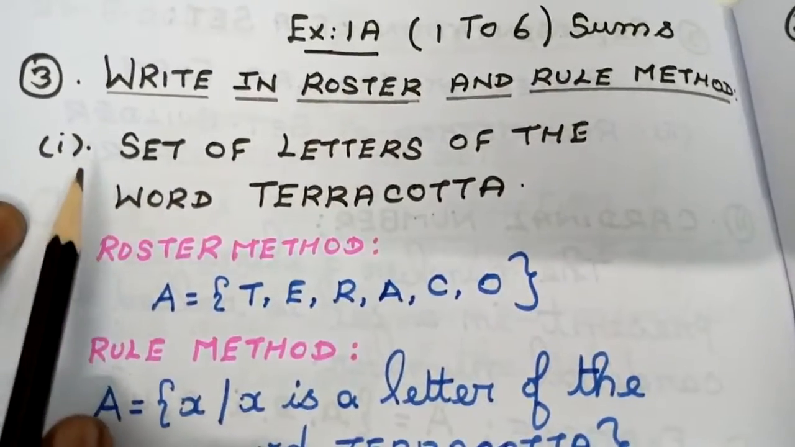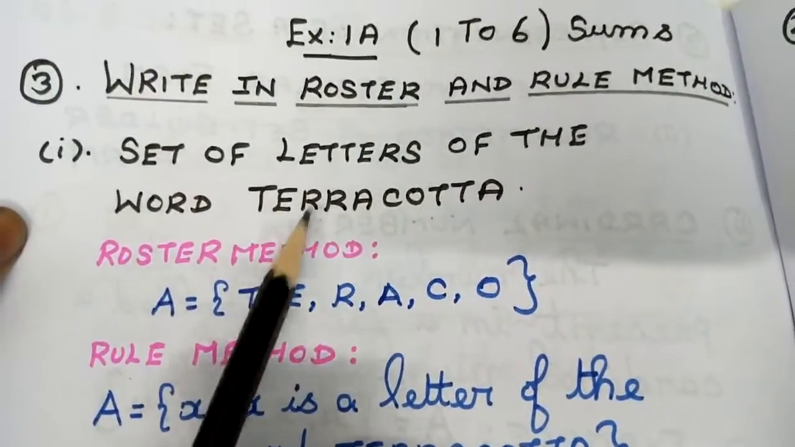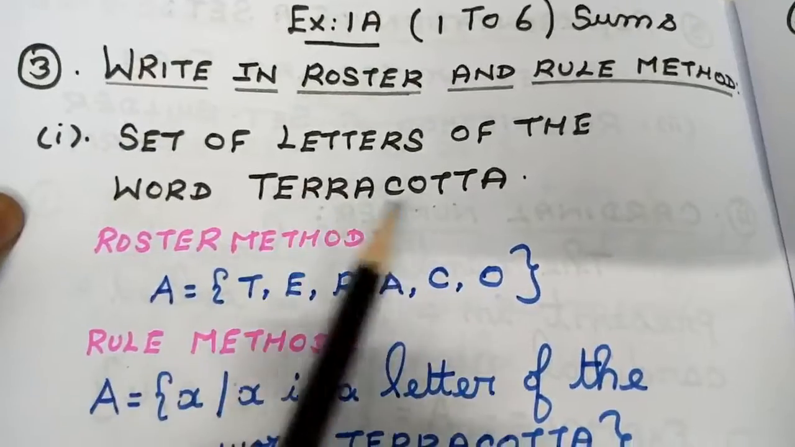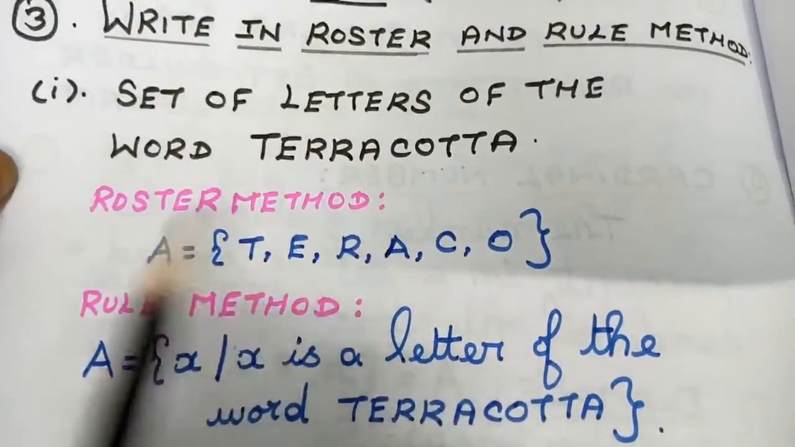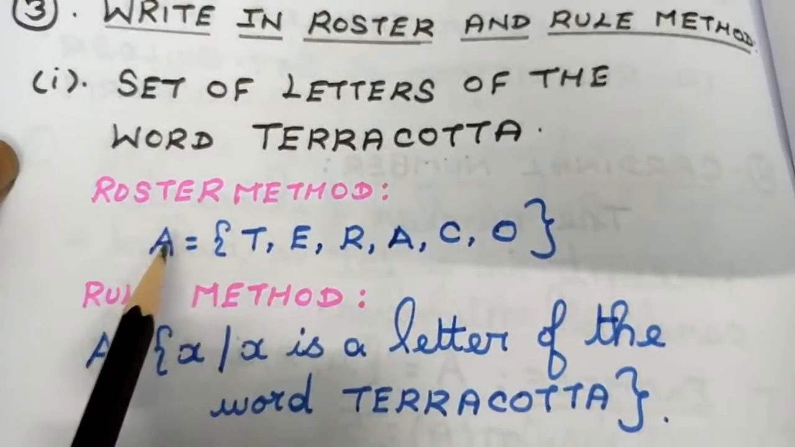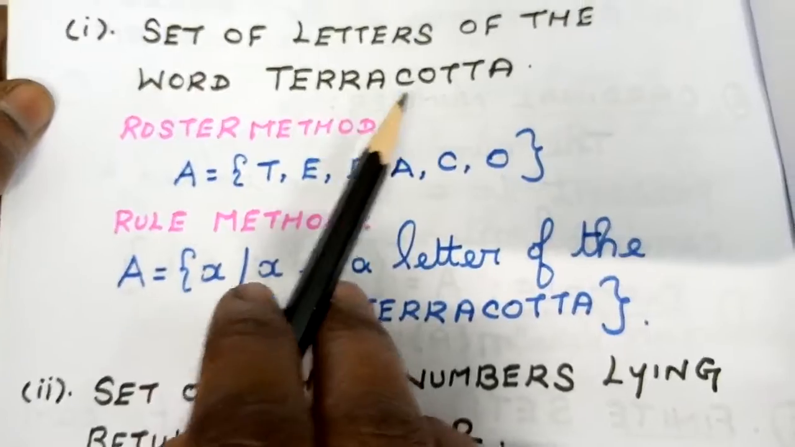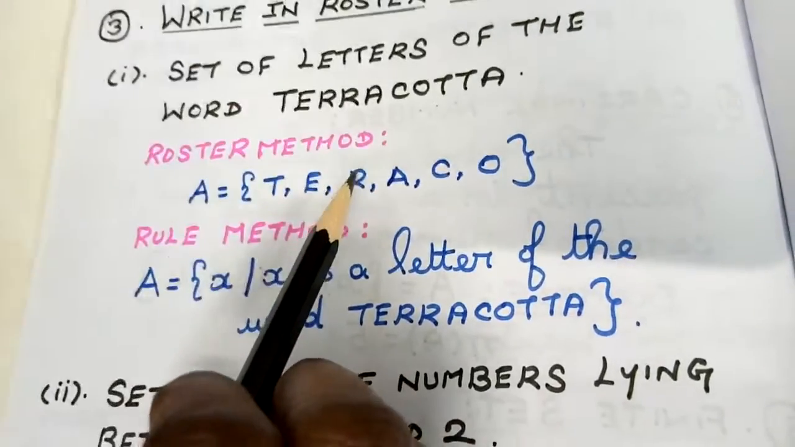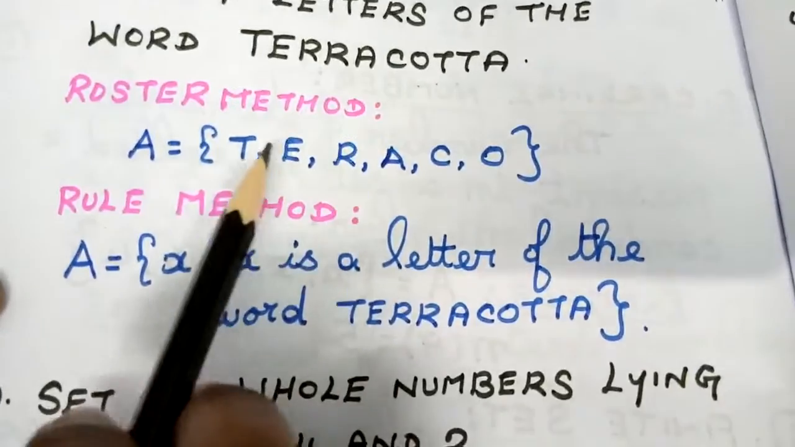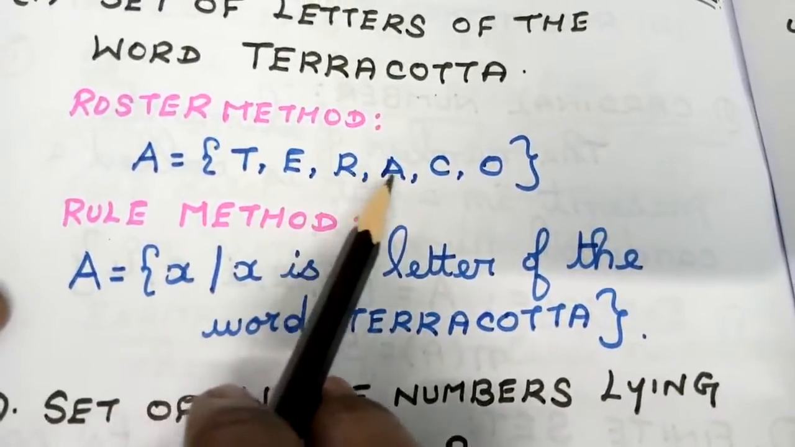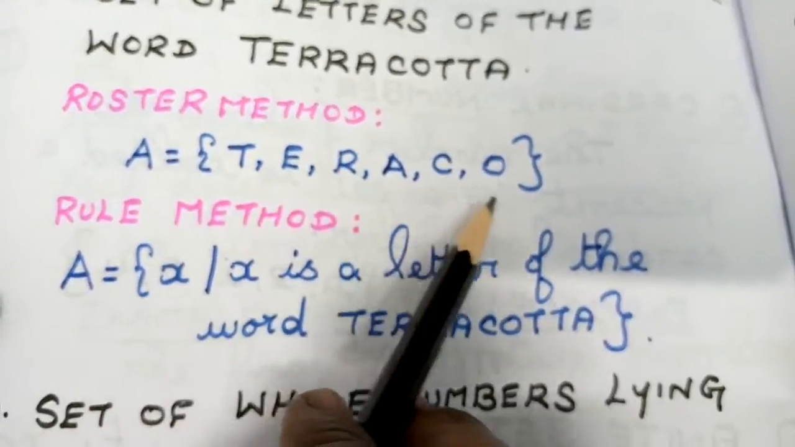What is the statement given here? Set of all letters of the word terracotta. That is the thing given here. Roster method means I am going to give a name for that particular set, capital A equal to. In this, I am going to write all the letters without repeating. So, T, E, R, A, C, O. This is a way of writing, putting commas in between all the letters.